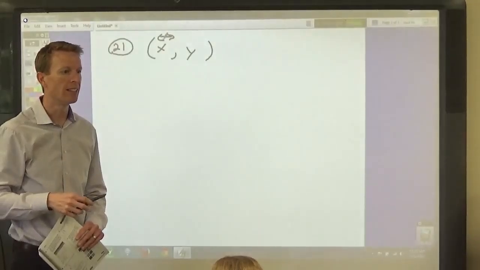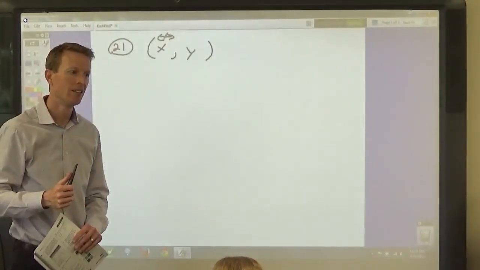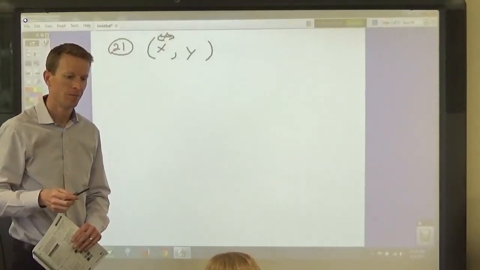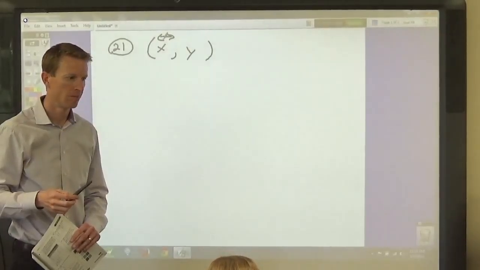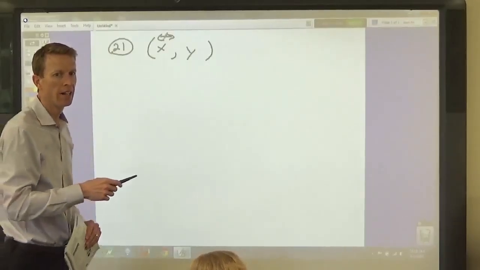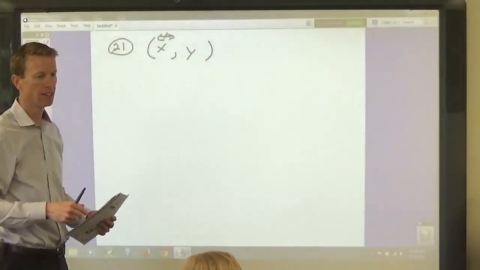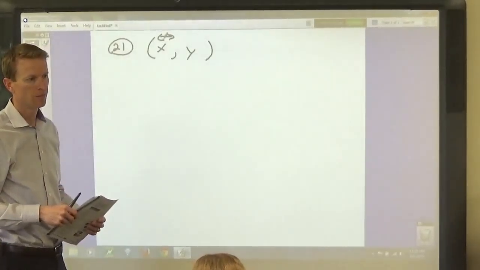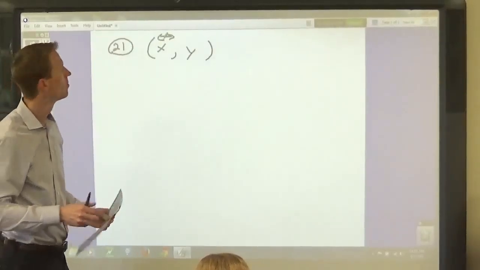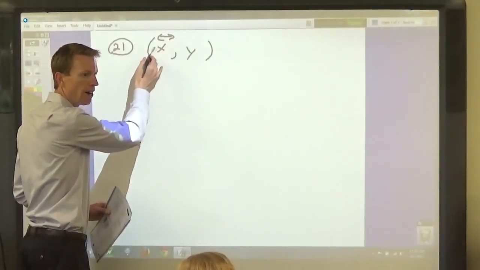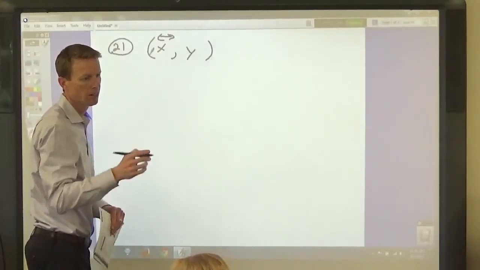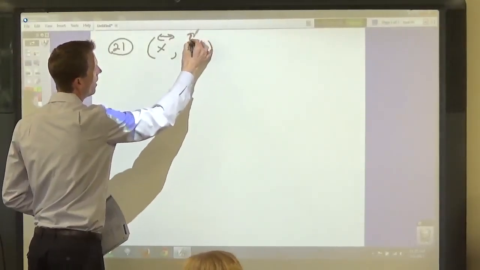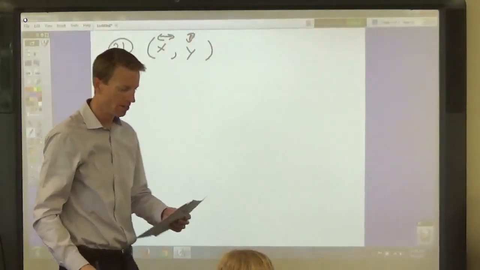What does the Y coordinate tell you? No, what does the Y number in an ordered pair tell you? If X tells you right and left, Y tells you up and down, all right? Concentrate on what I'm trying to teach you here, okay?